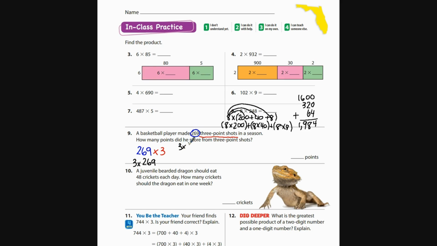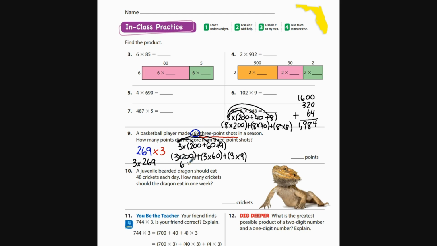Let's put 3 times 200 plus 60 plus 9. Now we're going to start with parentheses. Let's distribute it. 3 times the first number, 3 times 200. Close it. Plus again, 3 times the second place value, 3 times 60. Close it. Plus again, we're not done. 3 times the last place value, 3 times 9. Now all we have to do is find the products.